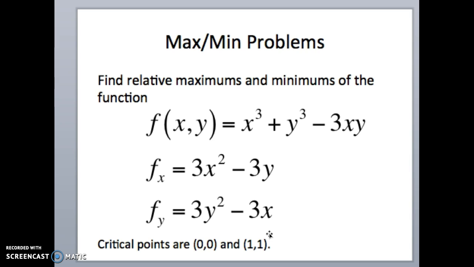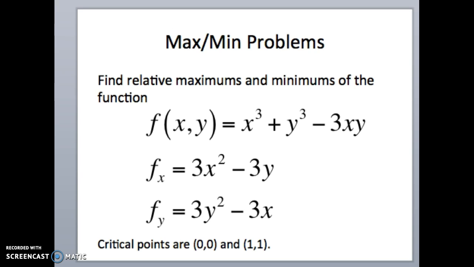But this is a function of two variables, so we are looking at hills and valleys. So we're thinking of bowls and mountains. If the bowl is opening upwards, we're going to have a minimum. If the mountain has the peak on top, if it's opening downwards, we're going to have a maximum. So that's what we want to look at.